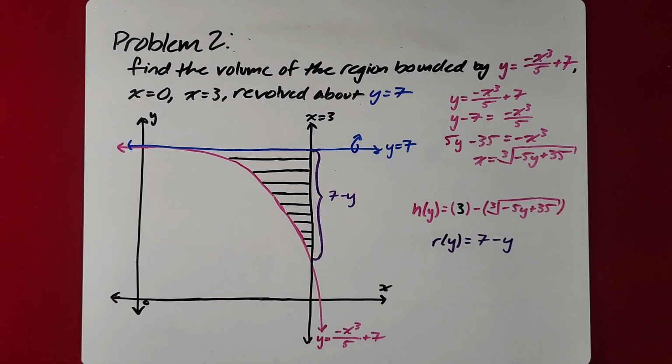Now let's take a look at another example. For the second problem, we will be finding the volume of the region bounded by y equals negative x cubed over 5 plus 7, x equals 0, and x equals 3, revolved about y equals 7.